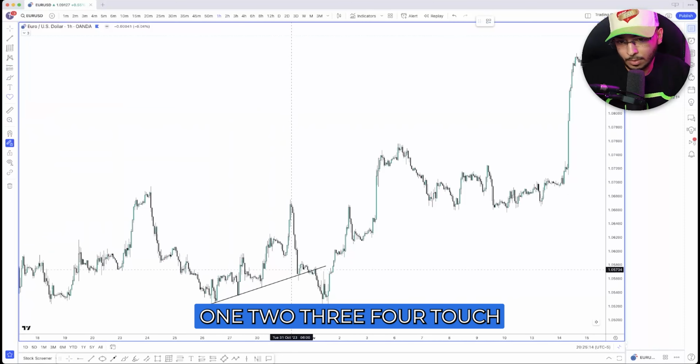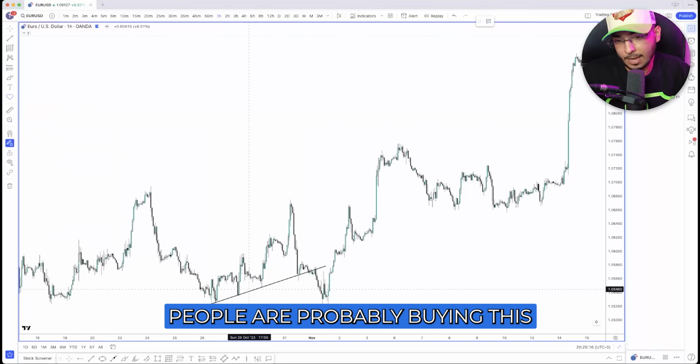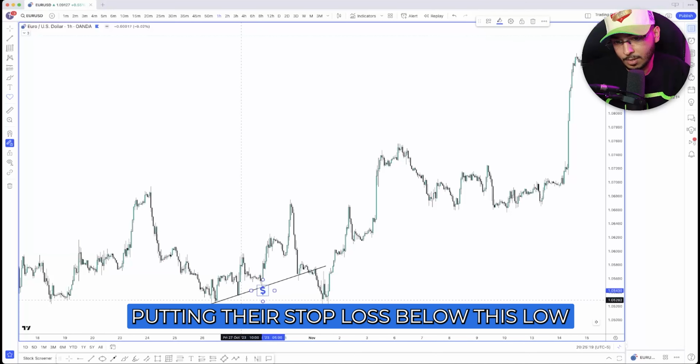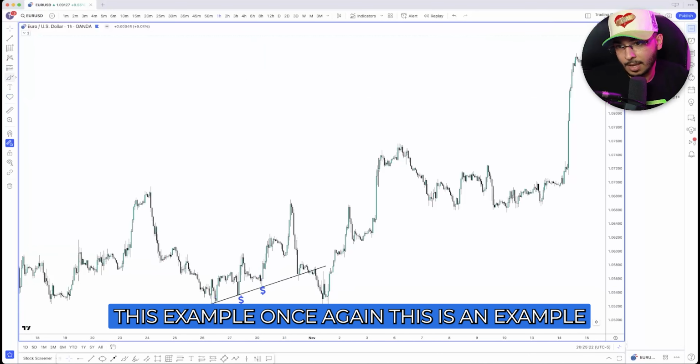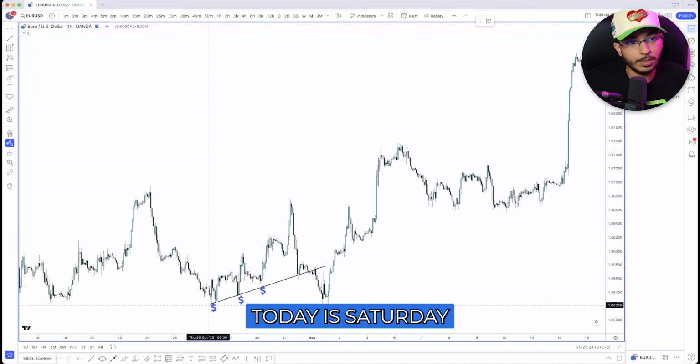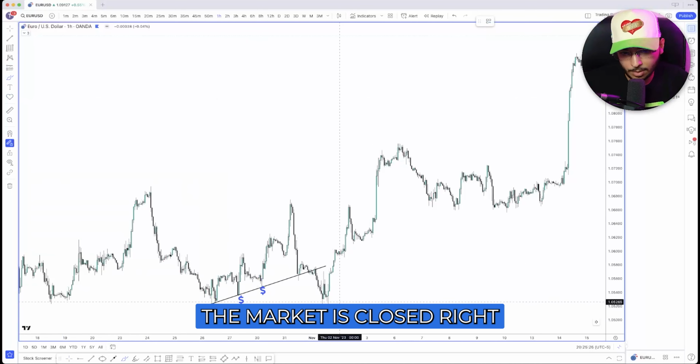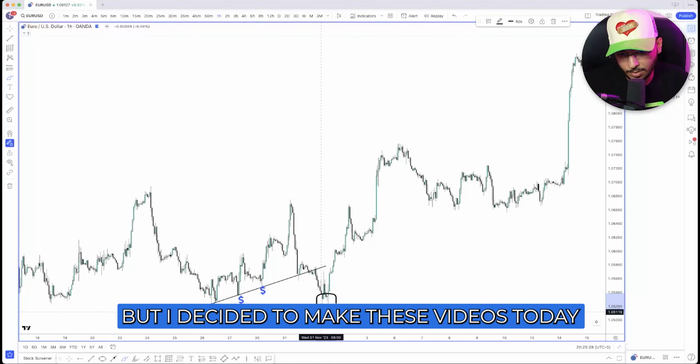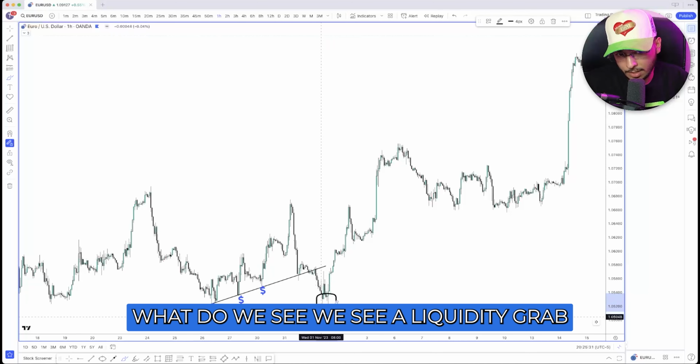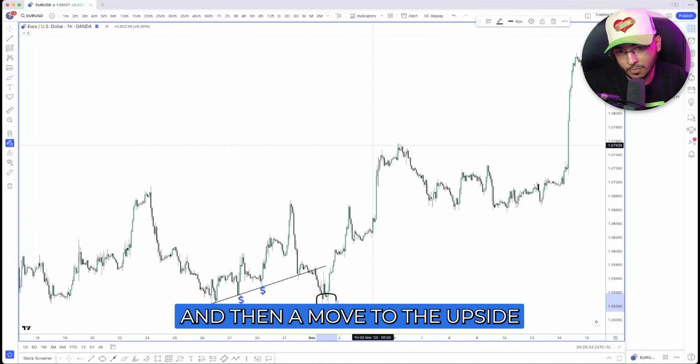1, 2, 3, 4 touch. People are probably buying this, putting their stop loss below this low, or this low. In this example, once again, this is an example. Today is a Saturday. The market is closed, right? But I decided to make these videos today. What do we see? We see a liquidity grab and then a move to the upside.